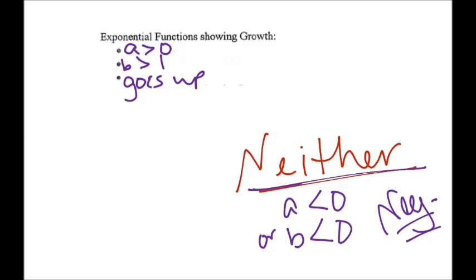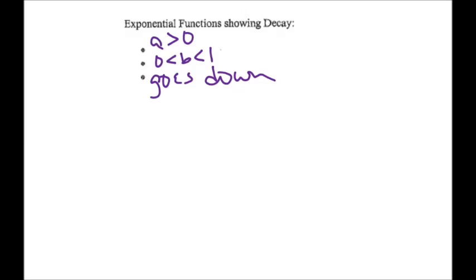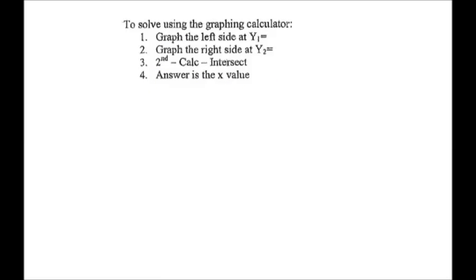One thing to add to the neither is that the line will be below the x-axis. It might go up, it might go down, but it's going to be in the lower part of the graph. If it's growth or decay, it's going to be above the x-axis in the upper half of your graph.